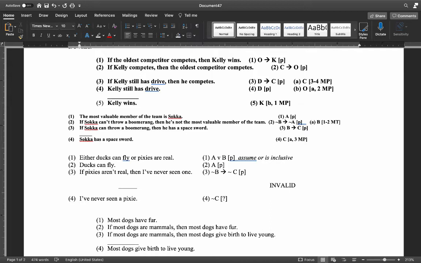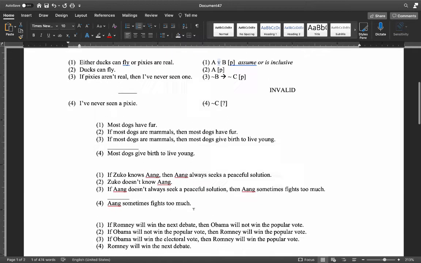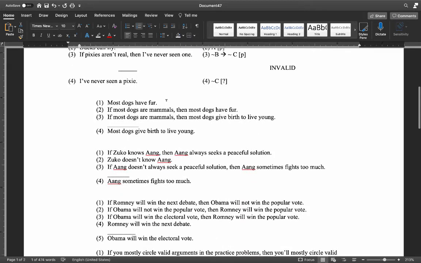And often invalid arguments in these kinds of problems will work that way. There'll be some little move such that if you make a mistake, like you assume the or is exclusive, you could get to the conclusion. The reason it's like that is because bad reasoning that tricks people is often like that. There's some little trick such that if you fall for the trick, it'll look like good reasoning. Okay, let's look at the next one.